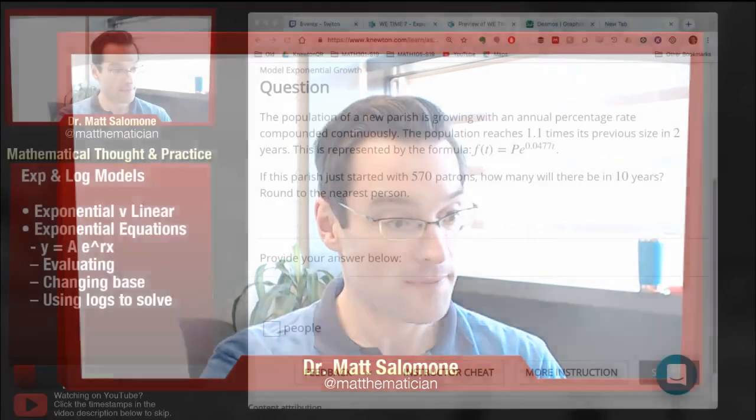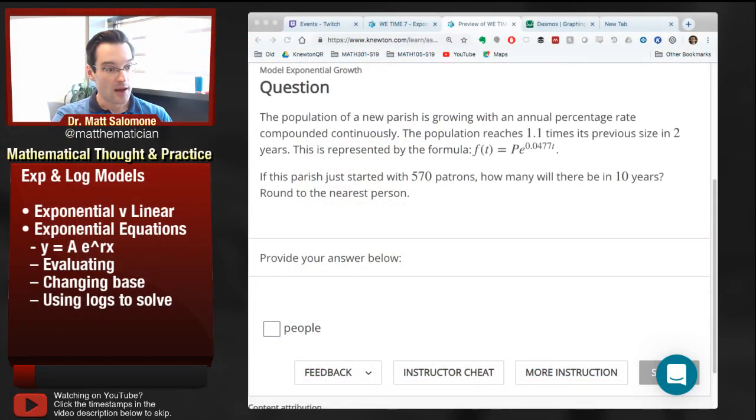So let's start by picking one more example out of our Newton-Alta work for this week. And I want to get a little bit more mileage out of this example than the example might ask for in the beginning. So say we're managing a church parish, and the population is growing with an annual percentage rate that's being compounded continuously. And it says the population grows by 10%, reaches 1.1 times its previous size, every 2 years. And they give us that this is represented by the following formula. Right?